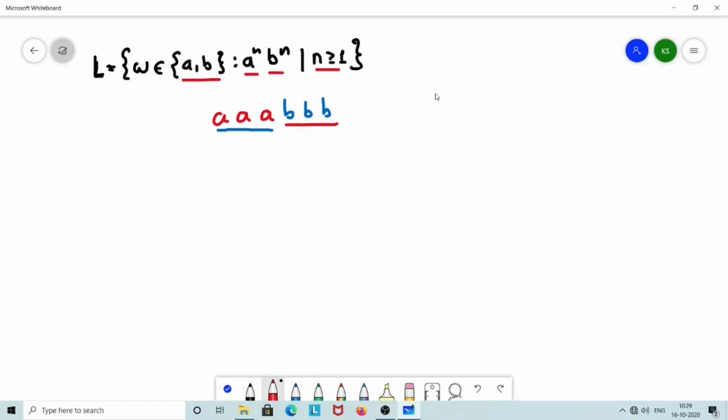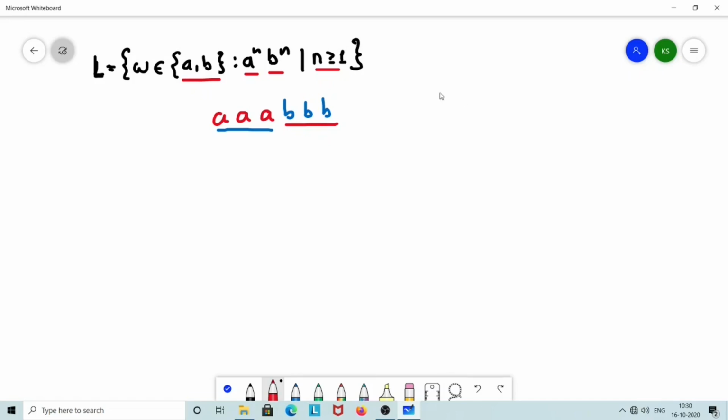The stack is used to keep track of the number of A's and B's. So we need to perform push and pop operations on the stack based on the input symbol that is scanned in the input string. For each and every character occurring in the string, we need to perform a stack operation.